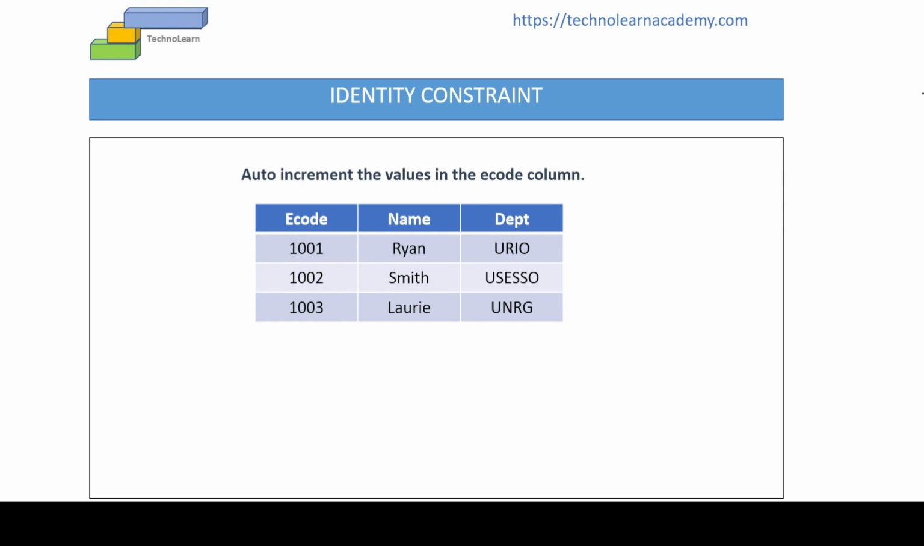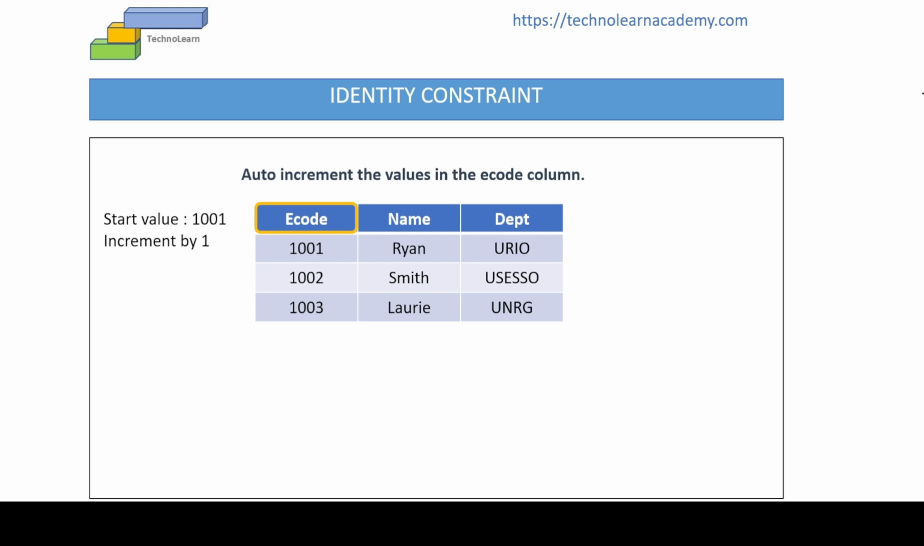In this table, we have three columns: eCode, name, and department. And we have marked eCode as identity column. Identity column has two parameters, the start value and the incremental value. So we have marked the start value as 101, and every time an increment of 1 will occur. So we have three records: 101, 102, and 103.